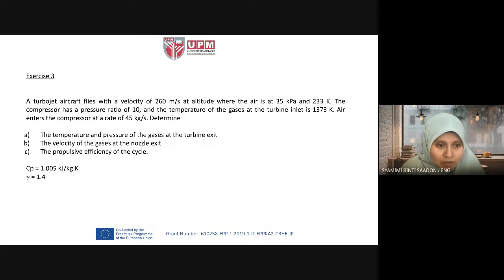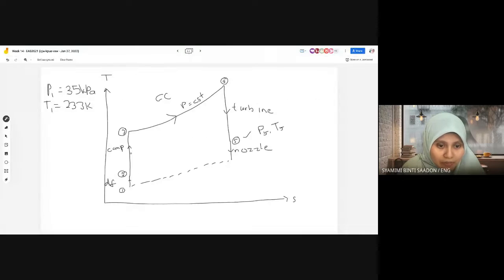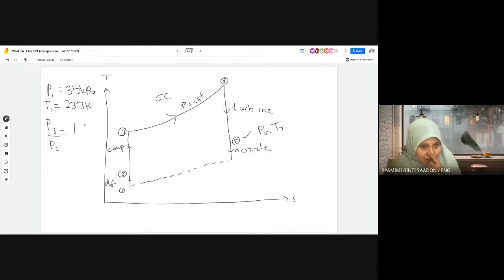Okay, and what else? The compressor has a pressure ratio of 10. So if you look at the compressor, it is from point 2 to 3. So the pressure ratio will be P3 over P2. Okay, P3 over P2. The ratio is 10.